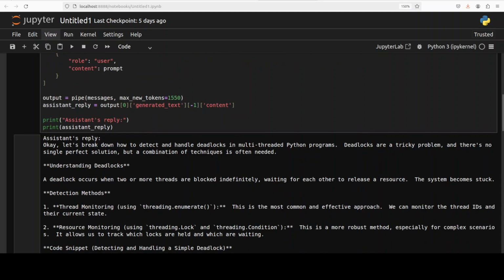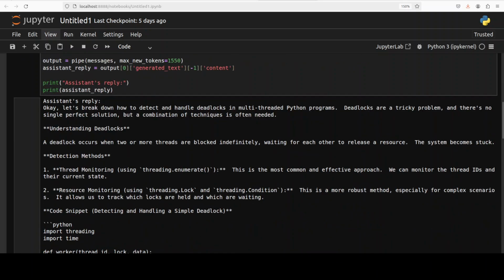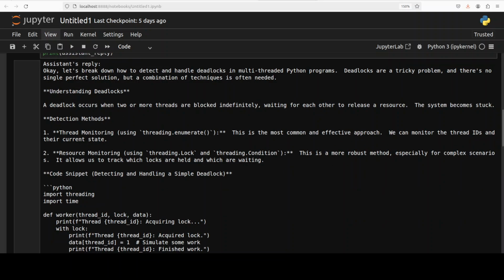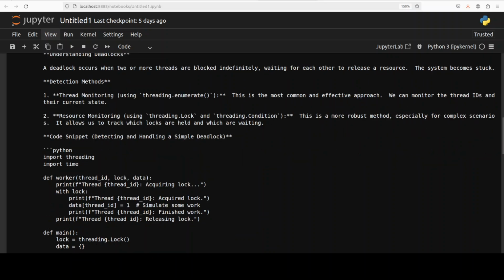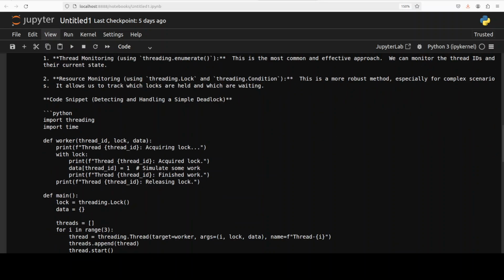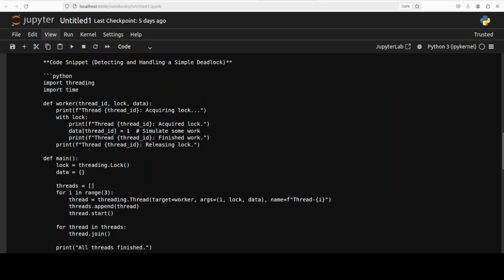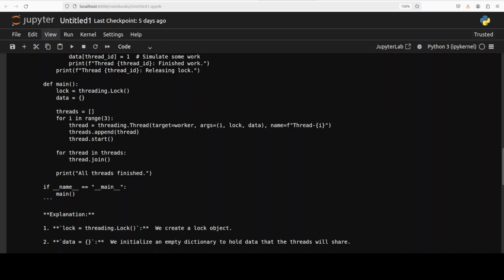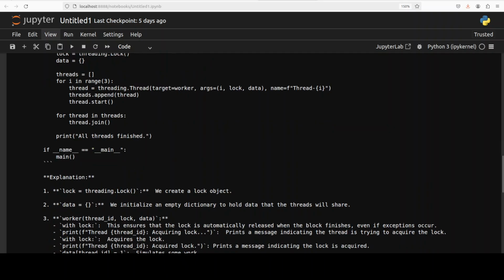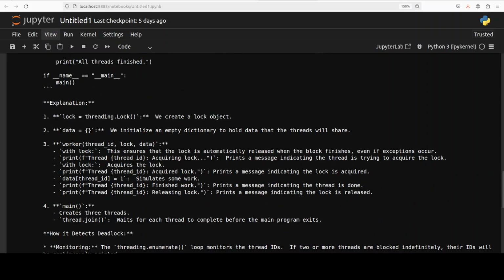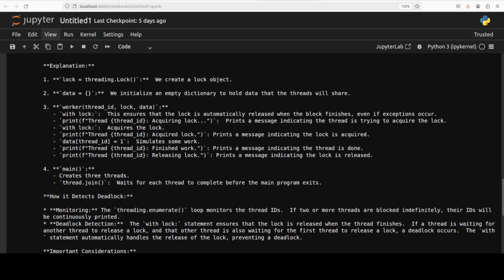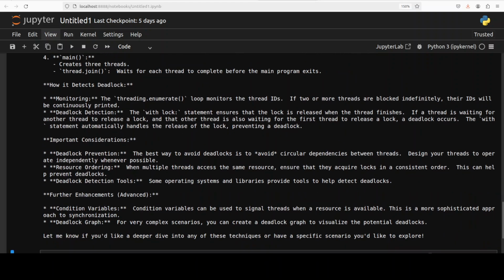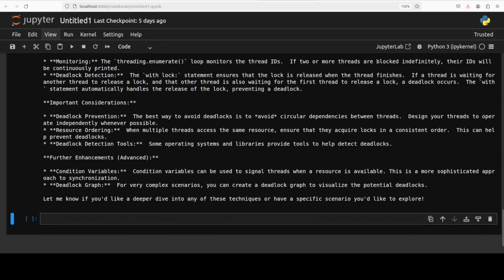And there you go. So let's check out the program. It is understanding what that lock is, and then it is talking about detection methods, and then it is applying the threading package very well. So it is going with worker, simulating the lock and deadlock. This is the main function. And then it is sort of creating the race condition here. Well done. So it is a lock, data, worker thread. And then it is talking about how the detection of deadlocks work, important considerations, and then further enhancements.